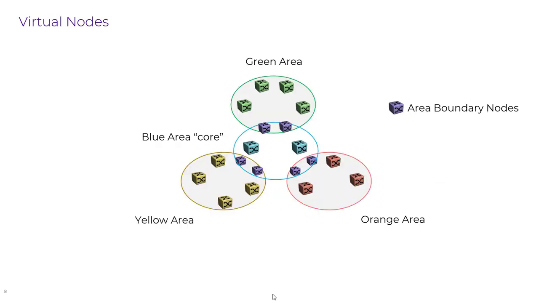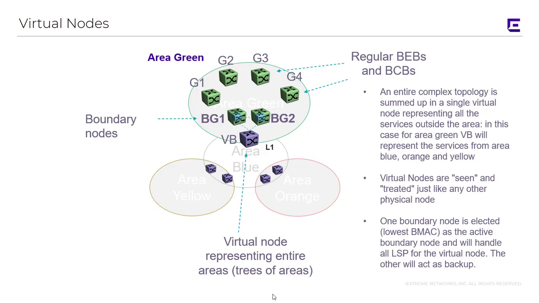Let's talk a little bit more about virtual nodes because they're obviously very important to this concept here. We see a number of areas here and we're identifying the area boundary nodes in purple. We're going to use this as a case point example to explain some of the activities and the roles that the virtual nodes provide. Now, it's important to realize that the nodes shown in green, they're all regular BEBs, BCBs. I said that earlier. They can be any version of VOSS. They can be any model switch. It doesn't matter.